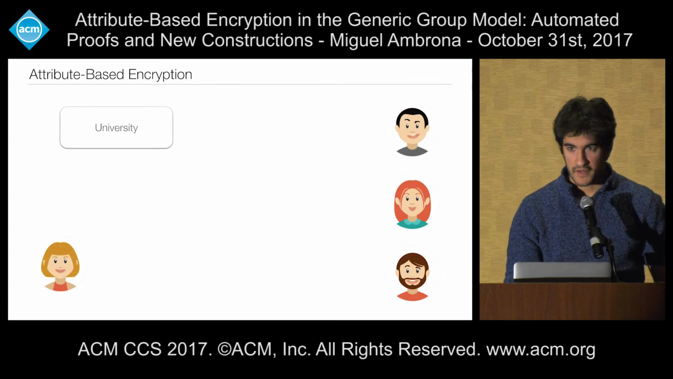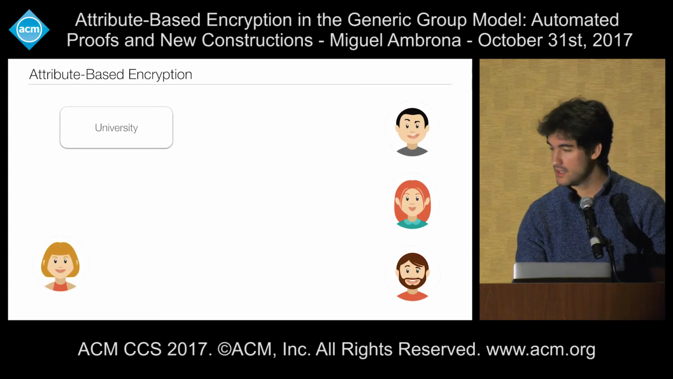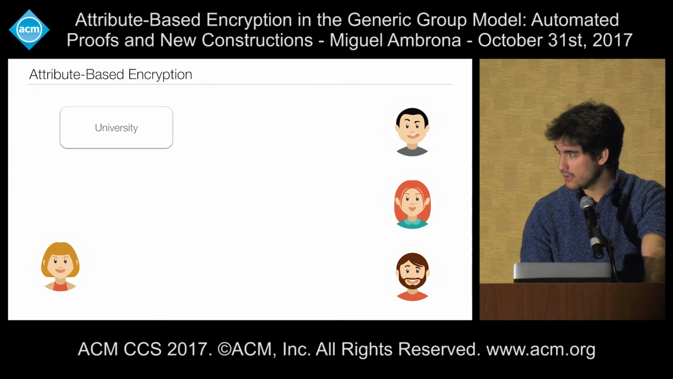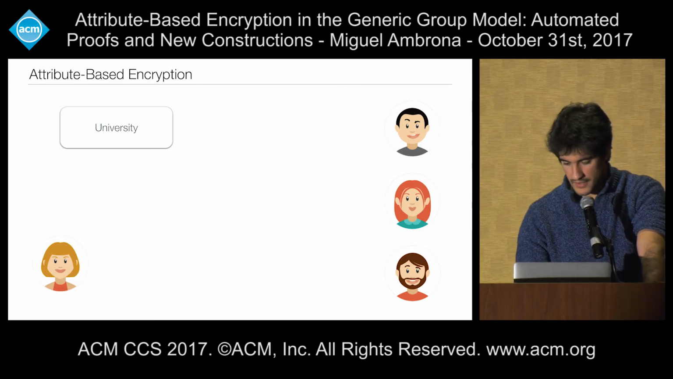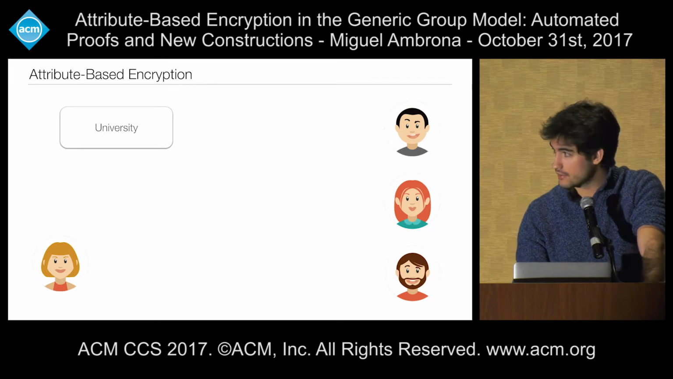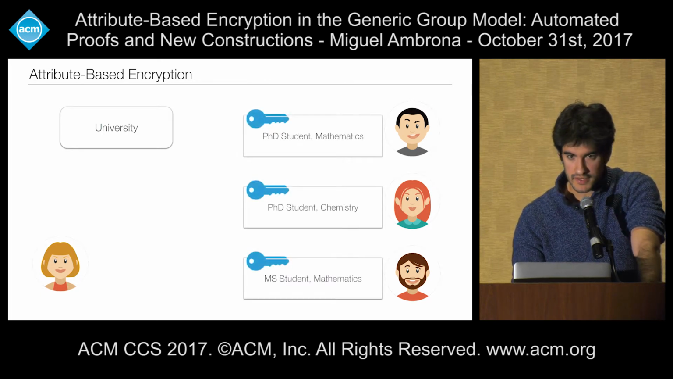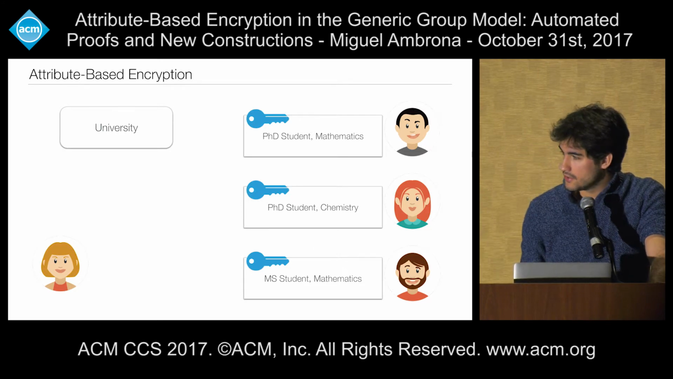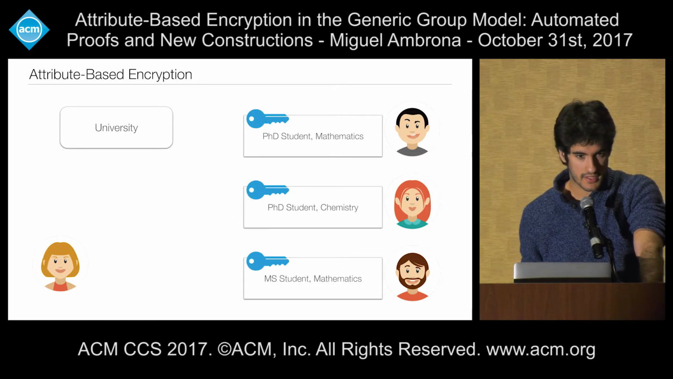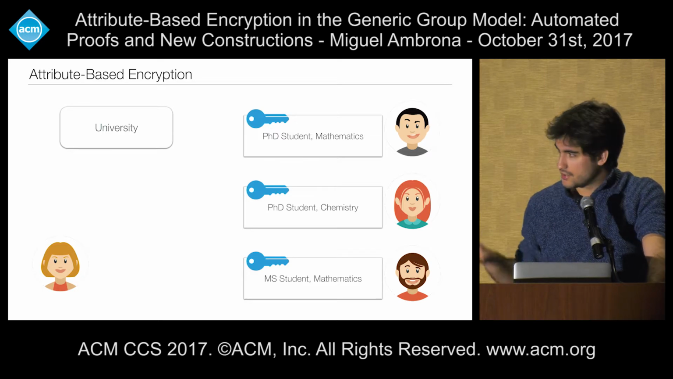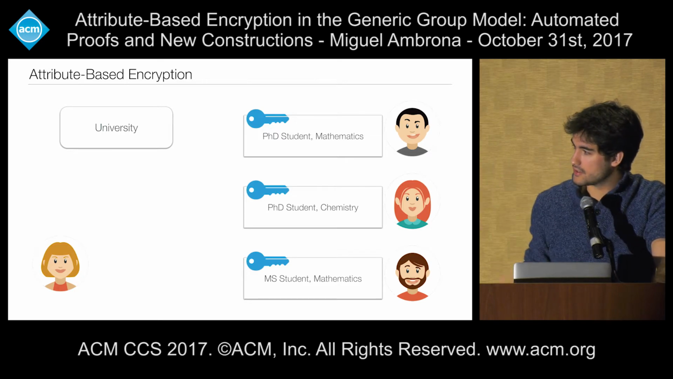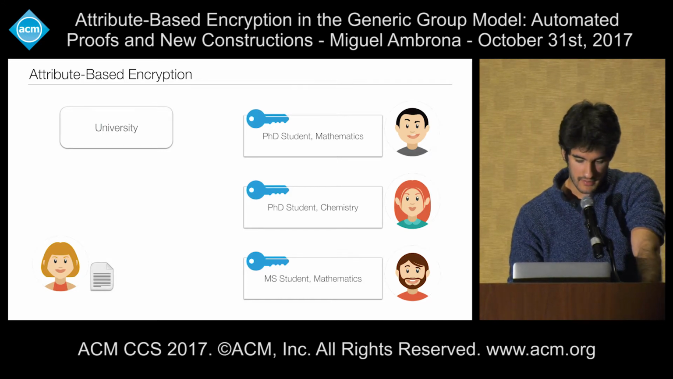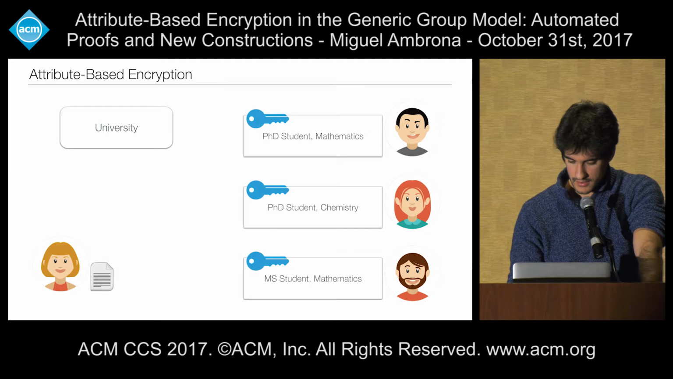Okay, I'm going to start by defining attribute-based encryption. In attribute-based encryption, there is a master authority. In my example, it's going to be a university. And this university provides secret keys to the users of the system. For example, we have a PhD student in mathematics, the first user. So his secret key contains the attributes PhD student, mathematics. Different users may have different keys. And that's it. So now think of the following situation.